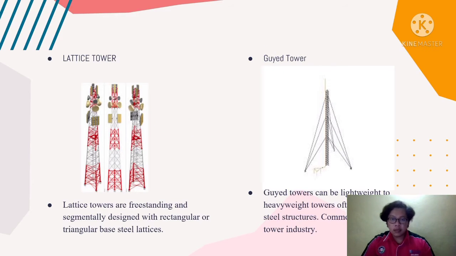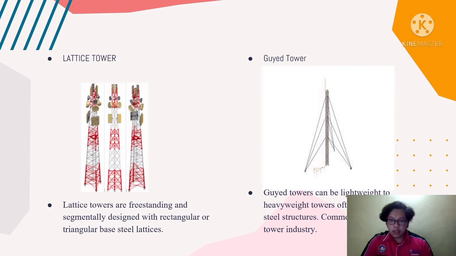Okay, this is two types of tower. Firstly is lattice tower. Lattice tower are freestanding and segmentally designed with rectangular or triangular base steel lattices. This type of tower construction can be useful in situations which require modifications such as mounting large number of panels. It can be used as electricity transmission tower, observation tower, and radio tower. And the Eiffel Tower is one of the famous example of lattice tower.